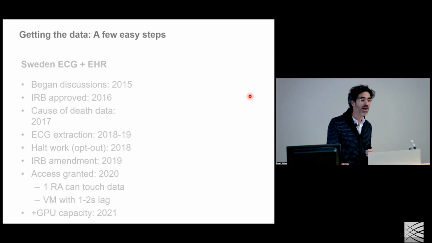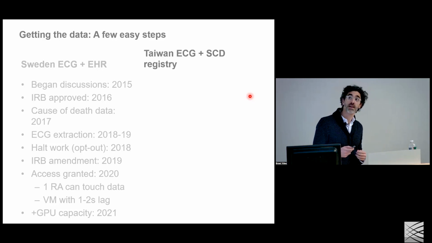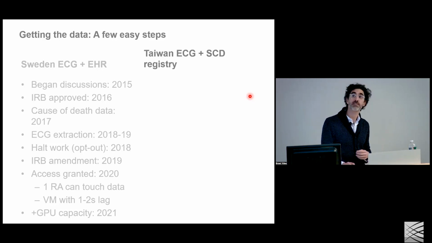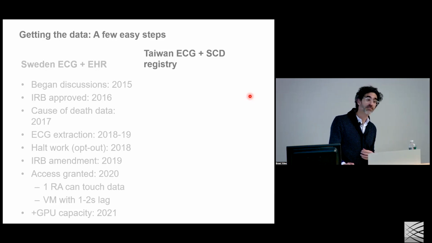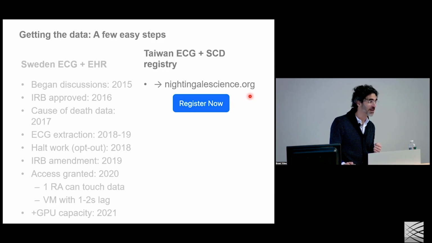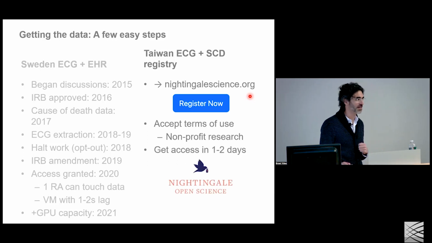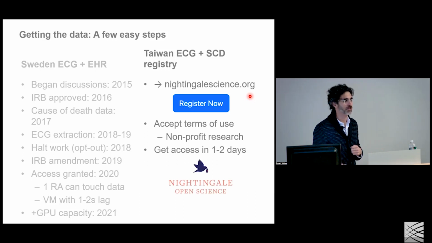So let me contrast the two data sets that I've mentioned. One is the Sweden EHR data set, and the other is the Taiwan data set. The Taiwan data set is actually on Nightingale Open Science, so you can contrast the two processes for getting access. You can go to nightingalescience.org, hit the register now button, accept the terms of use, and then you will have access in a couple of days if you're interested in doing research in this space.